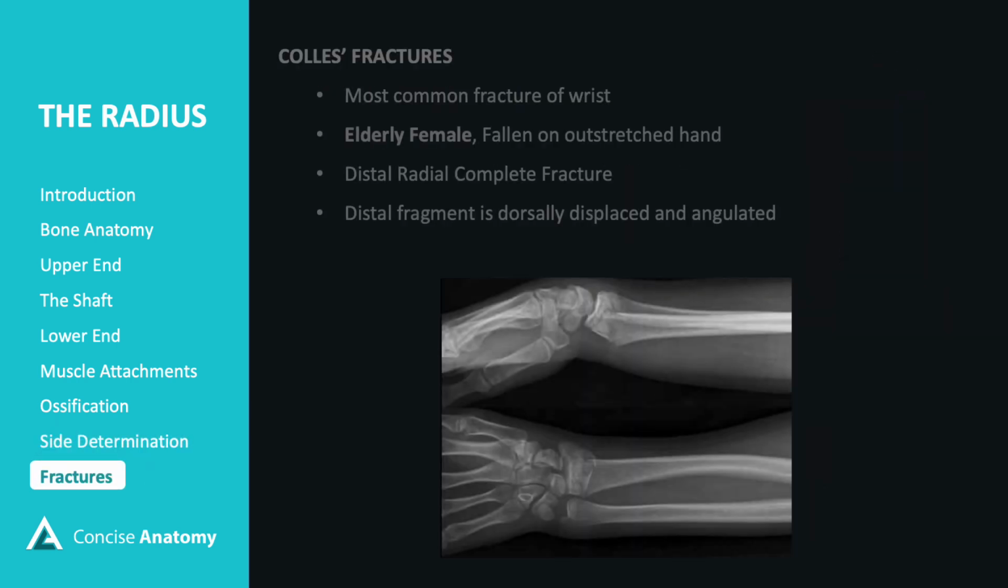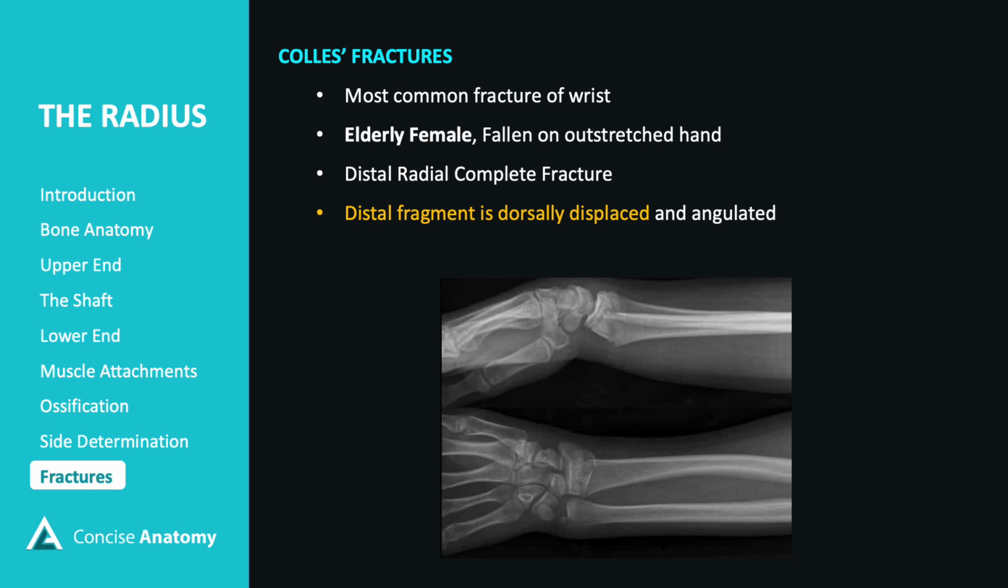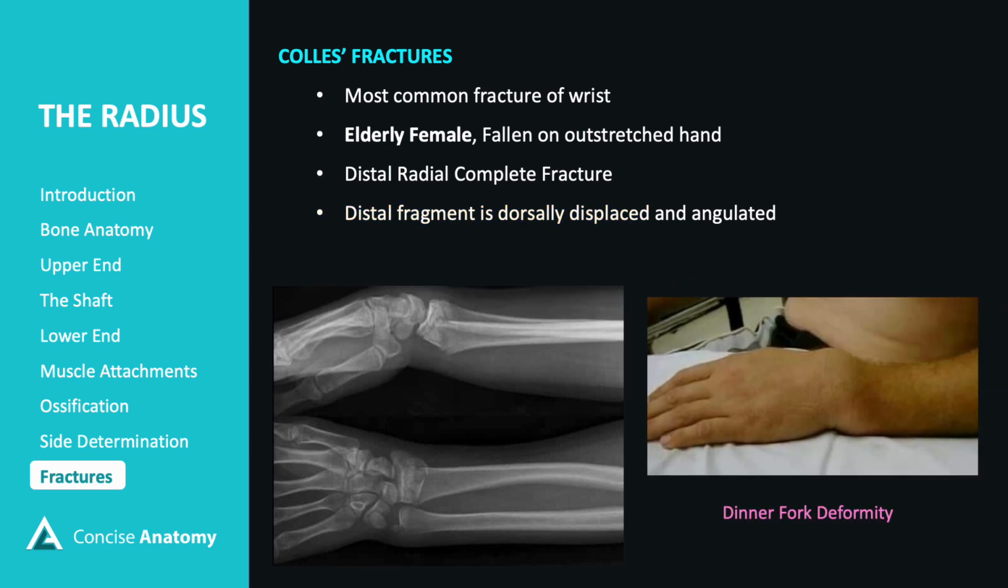Let's now talk some clinical aspects on the fractures of the radius. Colles' fracture is the most common wrist fracture, typically occurring in elderly females who fall onto an outstretched hand. It involves a complete fracture of the distal radius, with the distal fragment displaced dorsally and angulated. The displaced fracture segment causes the characteristic dinner fork deformity as shown in the image.